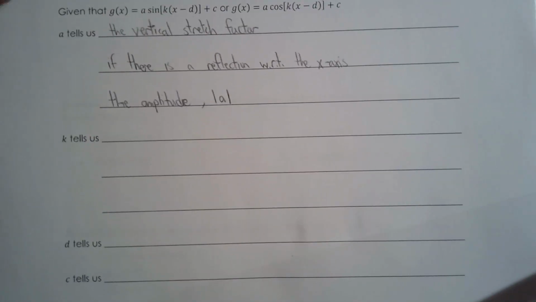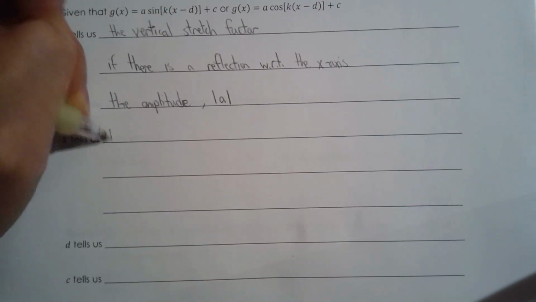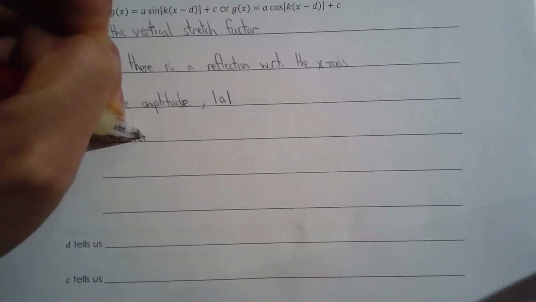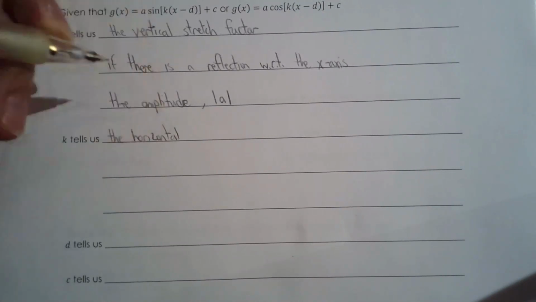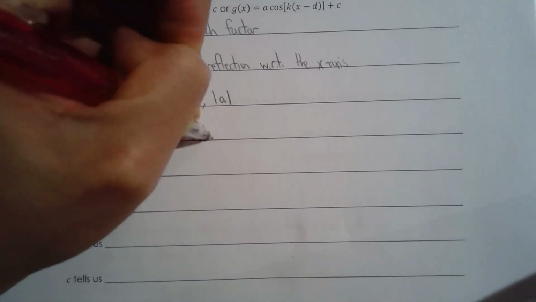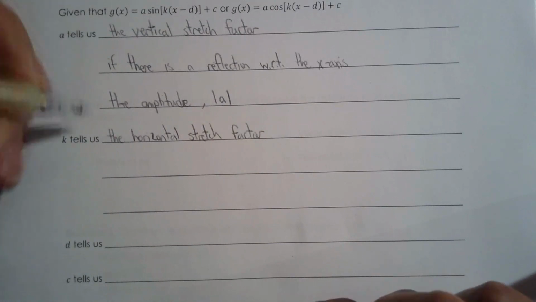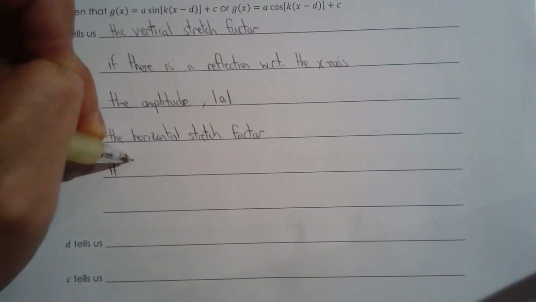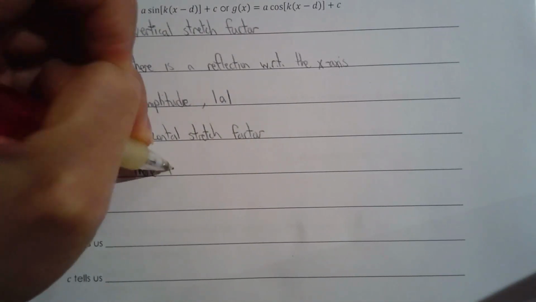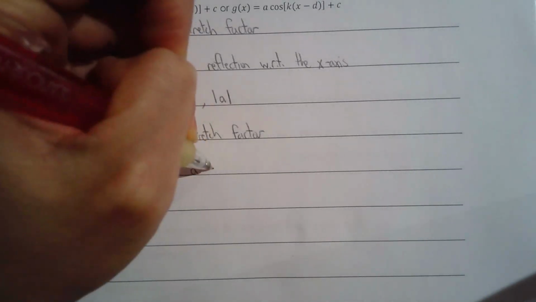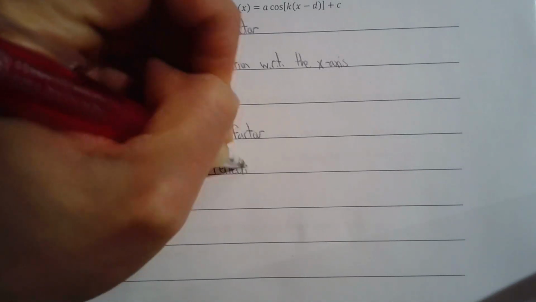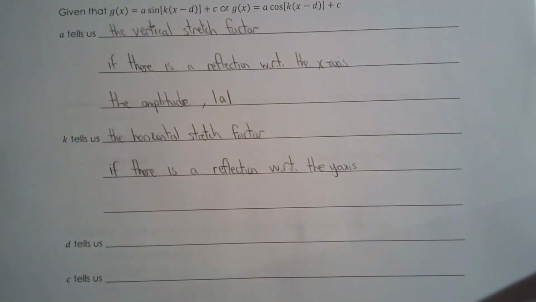What about k? K tells us the horizontal stretch factor, and if there is a reflection with respect to the y-axis. So hopefully this is refreshing your memory.